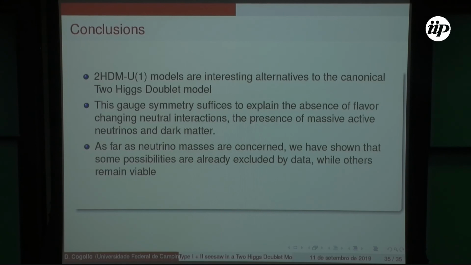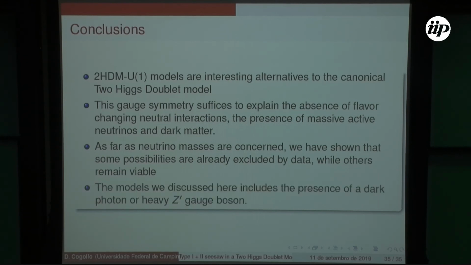And here are the conclusions. Two-Higgs doublet models are an interesting alternative to the canonical two-Higgs doublet models. We avoid the flavor changing neutral interactions by gauge principles. And in this kind of model, we can implement in many ways the masses of the neutrinos. And we have this nice Z prime boson that can be a dark photon or a dark Z. Thank you.